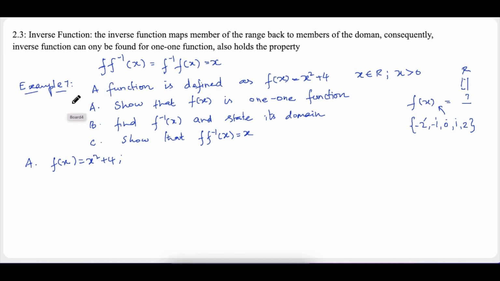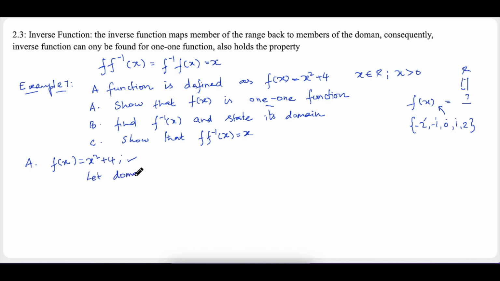Similarly, example 7: a function is defined as f of x equals x square plus 4, where x belongs to the real numbers and x is greater than 0. Show that f of x is a one-to-one function. So we need to show this is a one-to-one function. How do we do it? To show a one-to-one function, we need to find the range and the domain. So let's assume the domain.